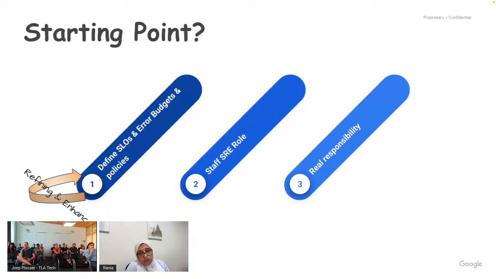So this is the process, okay: start with SLO and error budget and error budget policies. But again, it's a refinement and an iterative process. It's not a one-step process. It's always being revised and enhanced and refined.